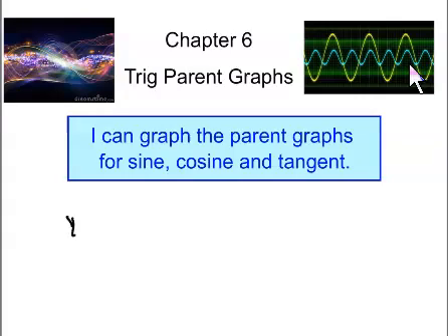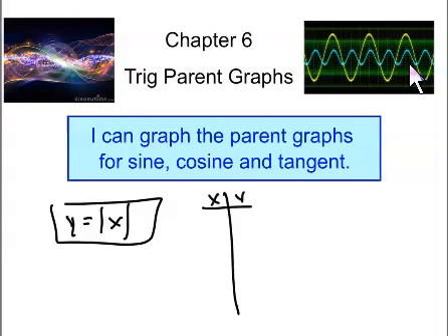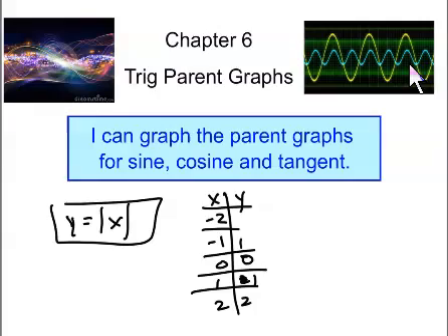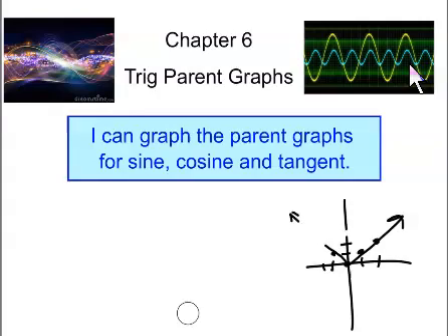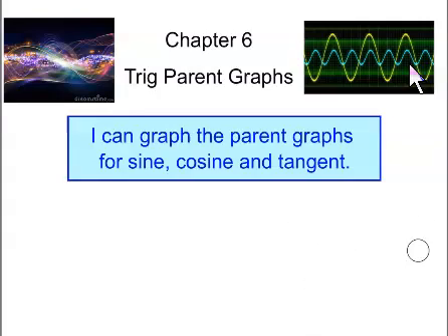So it's just like when we did things like absolute value or parabolas or whatever. We would take the equation, we would make a table. You don't have to write this part down. And we would graph it, right? So we would go left 2, up 2, left 1, up 1. We'd plot these points, connect the points, and we would end up with the parent graph that looks like that, okay? So that is the same idea with what we're going to do with sine, cosine, and tangent.